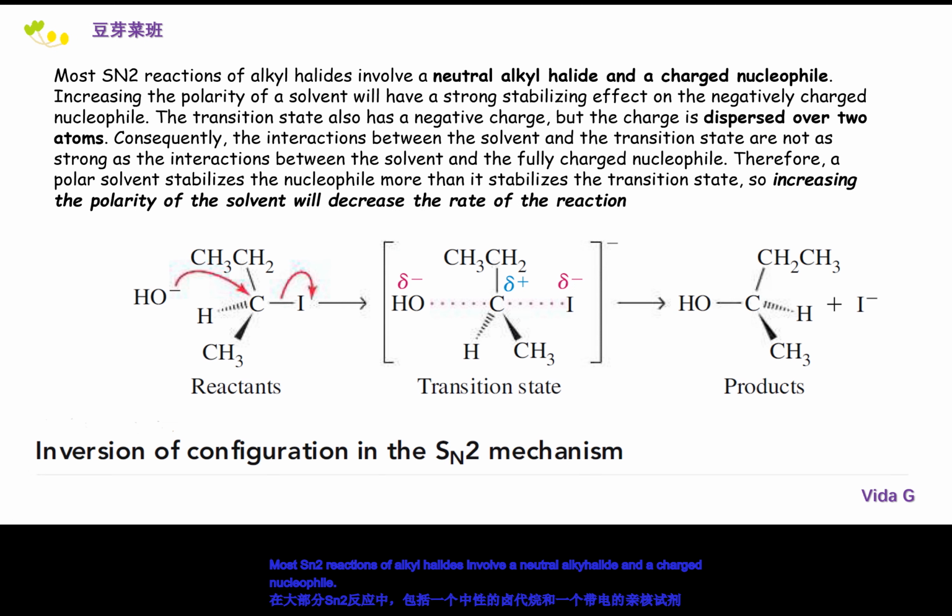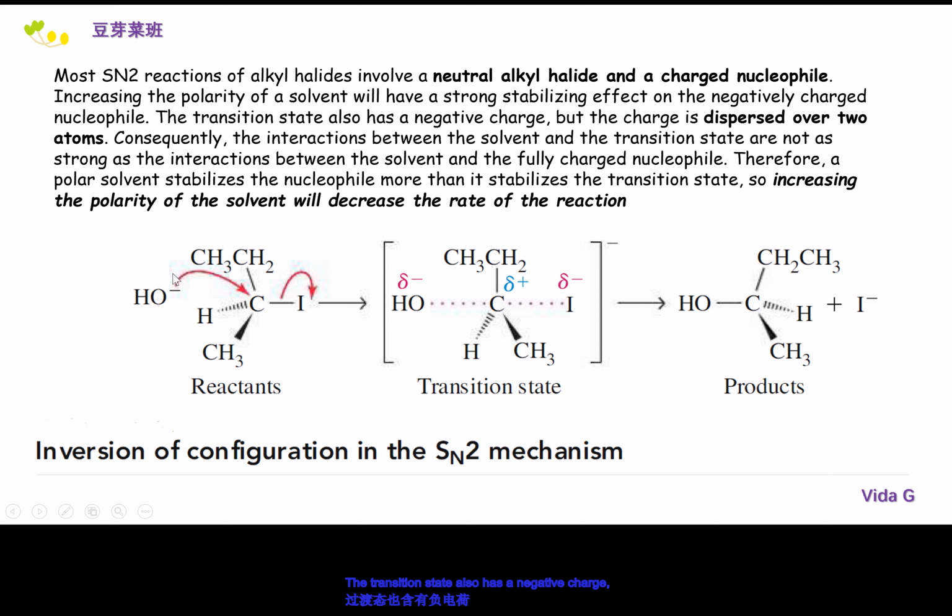Most SN2 reactions of alkyl halides involve a neutral alkyl halide and a charged nucleophile. Increasing the polarity of a solvent will have a strong stabilizing effect on the negatively charged nucleophile. The transition state also has a negative charge, but the charge is dispersed over two atoms. Consequently, the interactions between the solvent and the transition state are not as strong as the interactions between the solvent and the fully charged nucleophile.